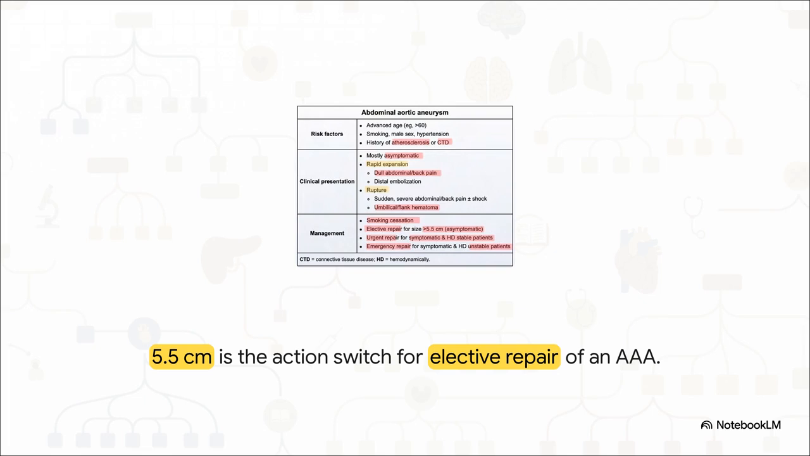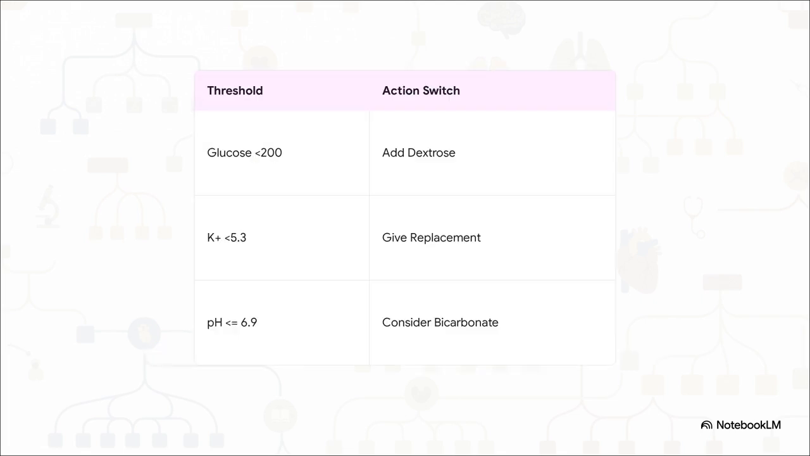If an asymptomatic AAA is below 5.5 centimeters, your switch is set to routine ultrasound surveillance. But the exact second it hits or crosses that 5.5 mark, the switch completely flips to elective repair. We see this exact strict logic in DKA management. You start IV fluids and insulin, sure, but your very next steps are entirely dictated by specific lab thresholds.